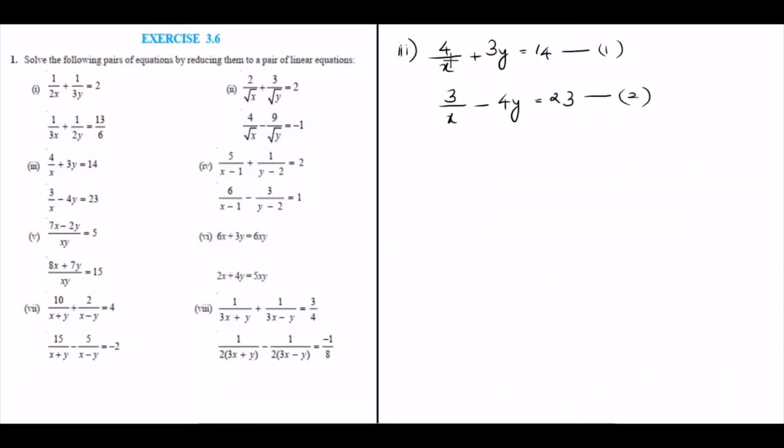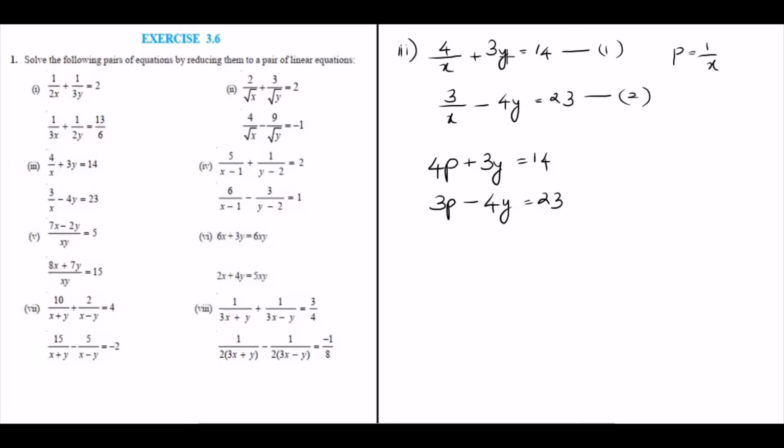Now the third question, that is 4 by x plus 3y is equal to 14 and 3 by x minus 4y is equal to 23. Now when you look at these equations, these are not linear equations because x is coming in the denominator. So we'll take in place of 1 by x, p, that is p is equal to 1 by x. When you just substitute the value of p, you can reduce these equations to a pair of linear equations. That is 4p plus 3y is equal to 14 and 3p minus 4y is equal to 23.